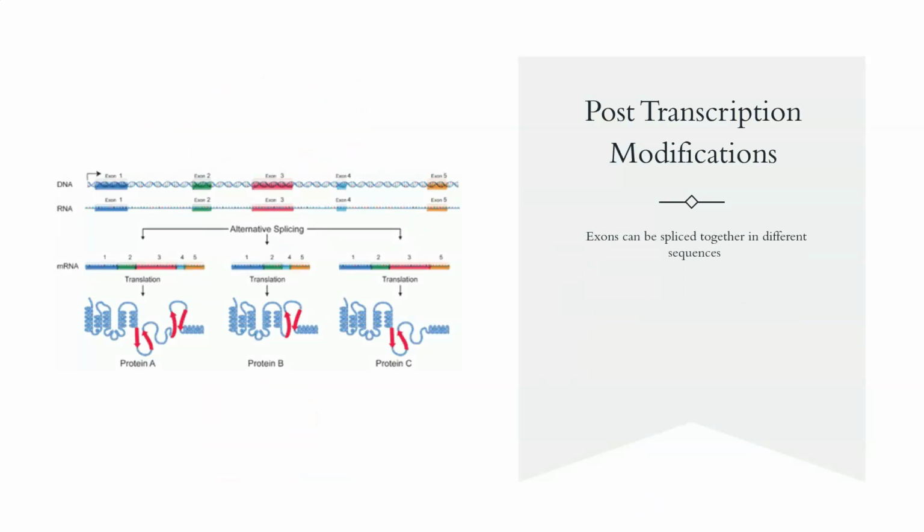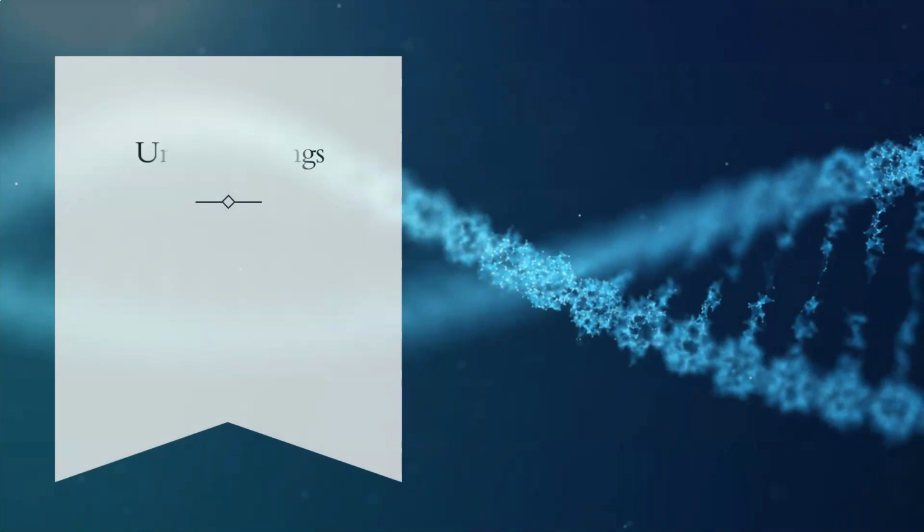Now, exons can be spliced together in different sequences. Okay, we call this alternative splicing. So what this does is it enables one gene to code for different versions of proteins.